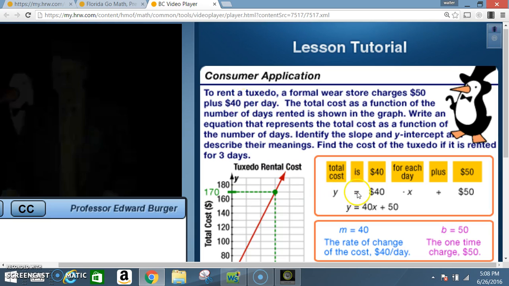So y is equal to m, which is 40, that's your slope, times x, the number of days, plus 50. That's your b, that's your y-intercept. That's your initial charge. So the actual equation then is y is equal to 40 times x plus 50.